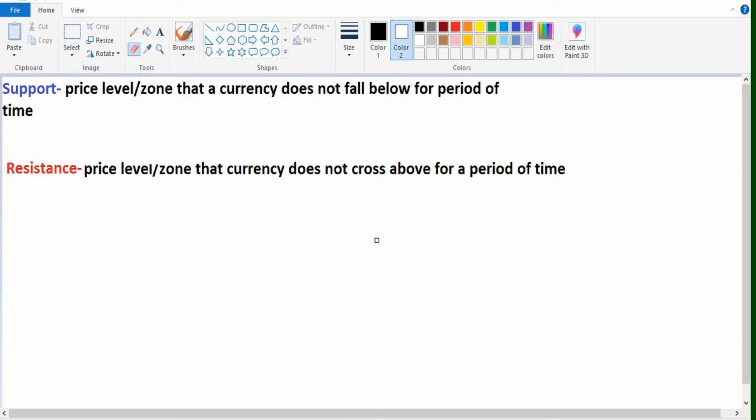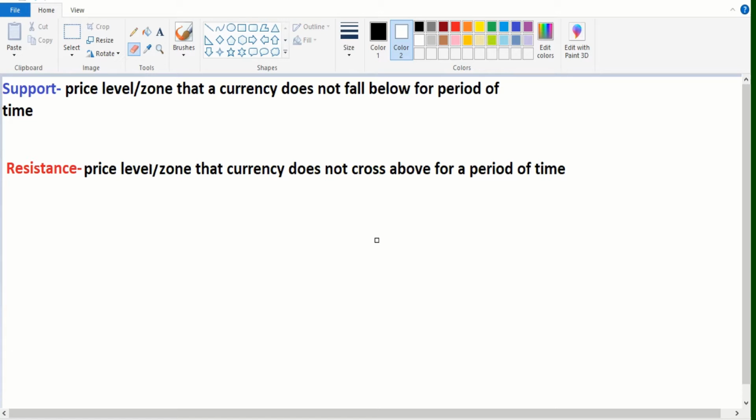So before starting with the weekly analysis, I got a question in the comments from Genius84 asking how do I draw or plot my key support resistance zones. I'll just go over that quickly, and then as I'm going through my weekly analysis, that will be more verified. Okay, so firstly, support and resistance.